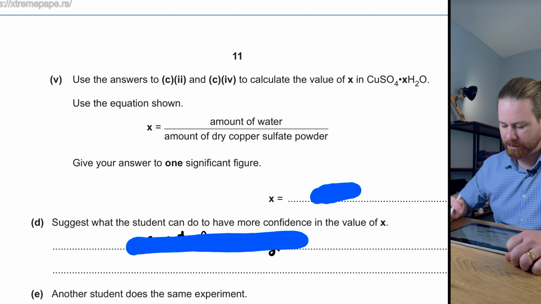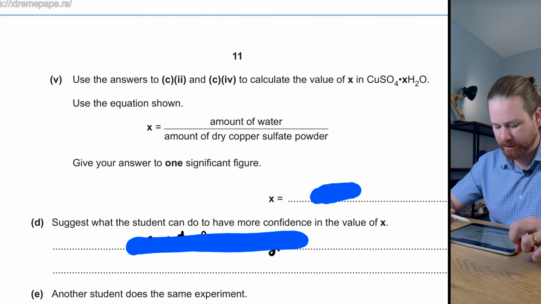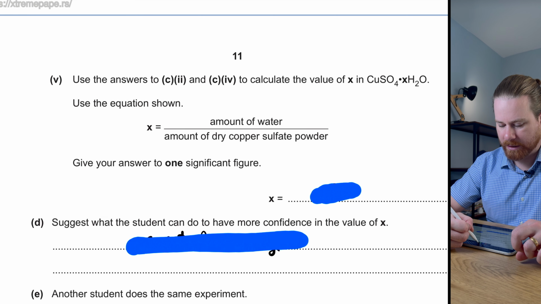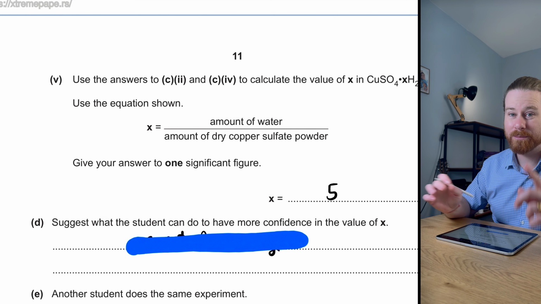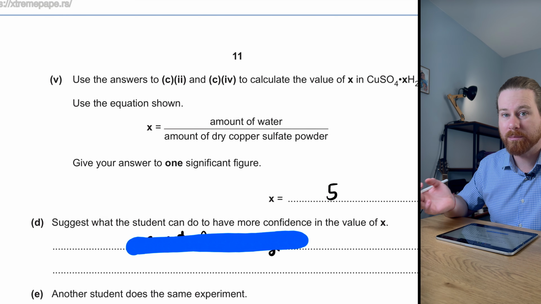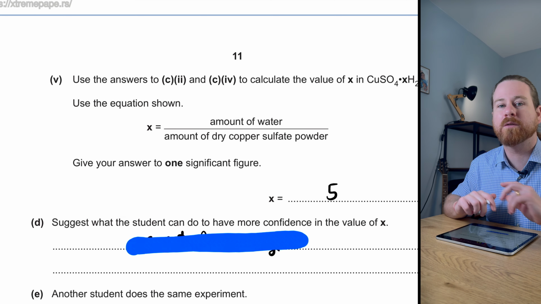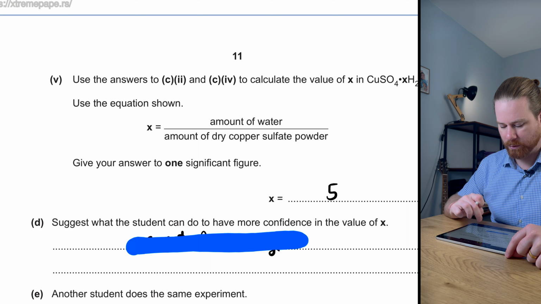Now, using our answers, we can figure out what X is. So amount of water divided by the dry copper sulfate powder. Give your answer to one significant figure. So here we go, it is 5. So it has to be a whole number, because you can't have 0.5 point whatever of a molecule of water. So this has to be a whole number.